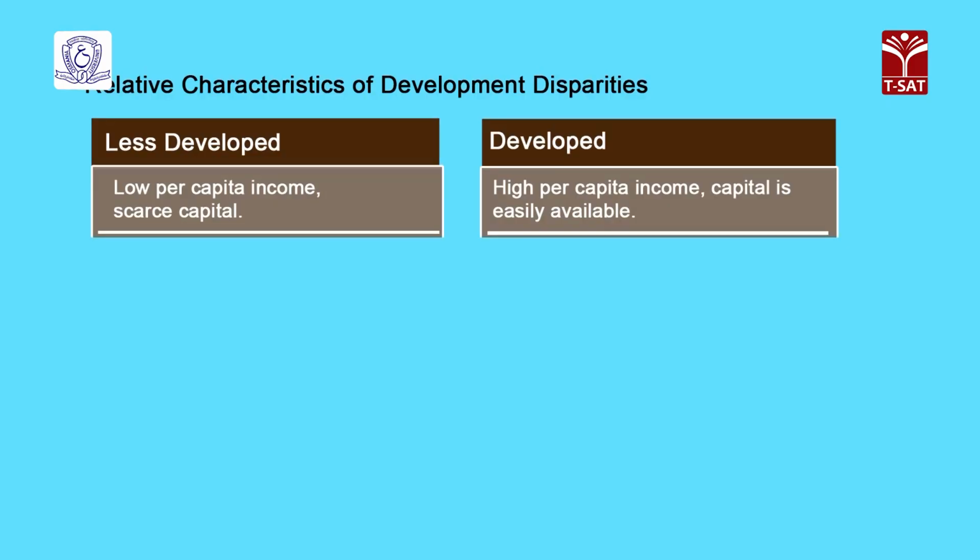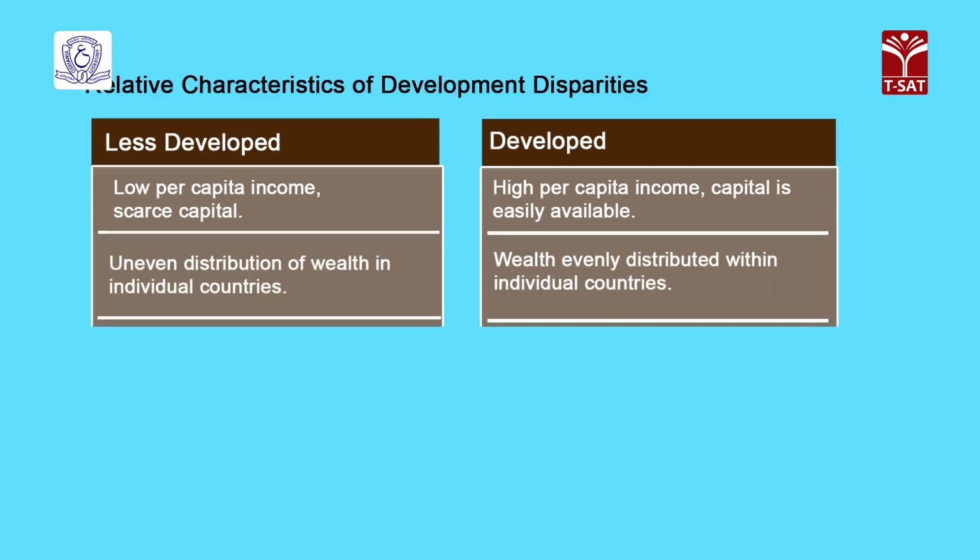Now, let us understand the relative characteristics of development disparities. Less developed countries show low per capita income and scarce capital, whereas the developed feature high per capita income, and capital is easily available. Less developed countries have uneven distribution of wealth in individual countries, whereas the developed feature wealth evenly distributed within individual countries.